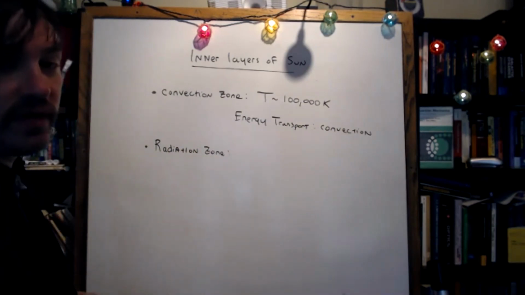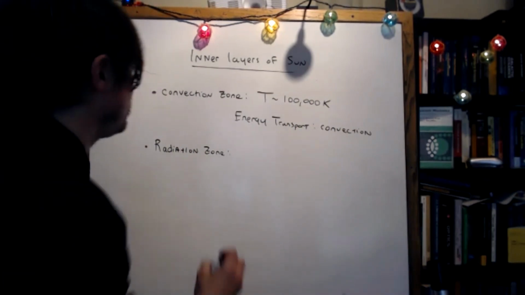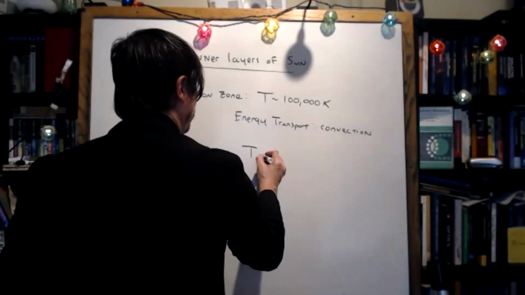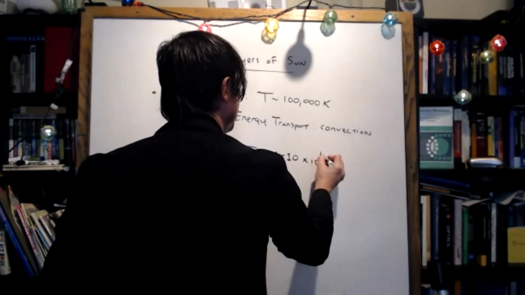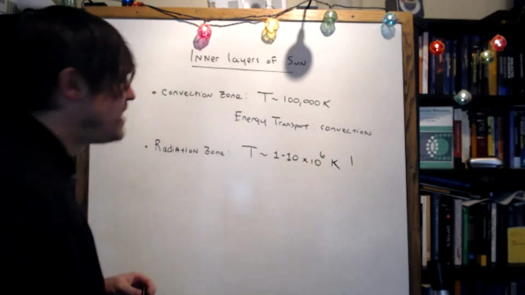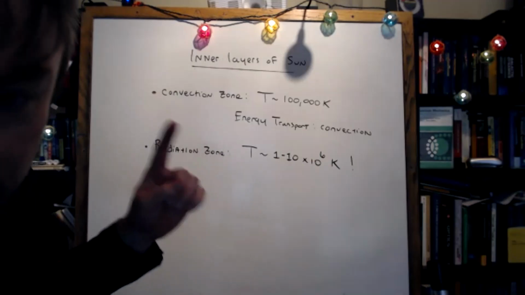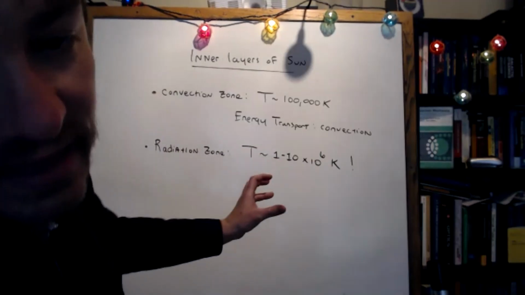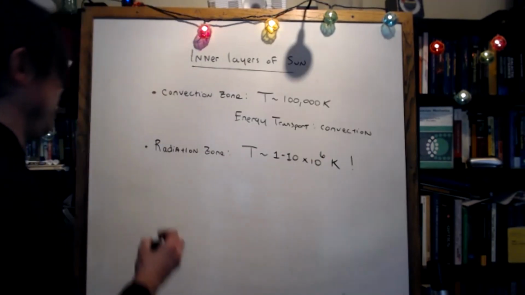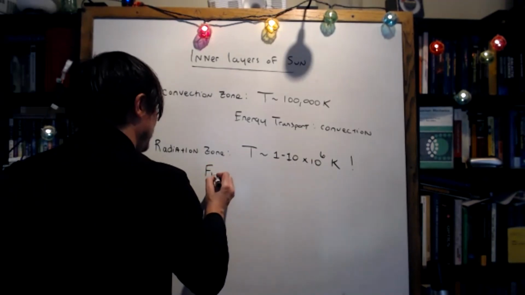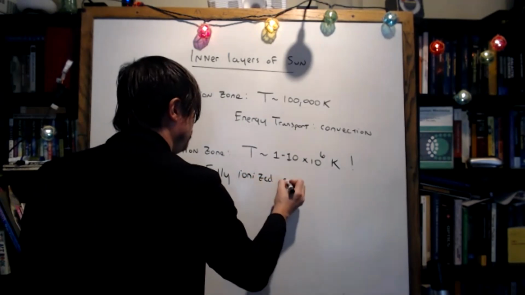In the radiation zone, temperatures inside the star become hotter, pressures become more intense, and your temperatures can easily go up to somewhere between 1 to 10 million Kelvin. That is pretty damn hot. It is not hot enough for fusion, but it's extremely hot. At these sorts of temperatures, the composition of the sun will become completely ionized. So you have a fully ionized plasma.